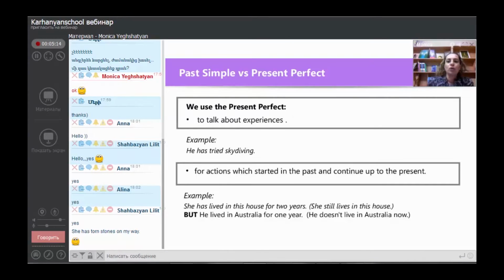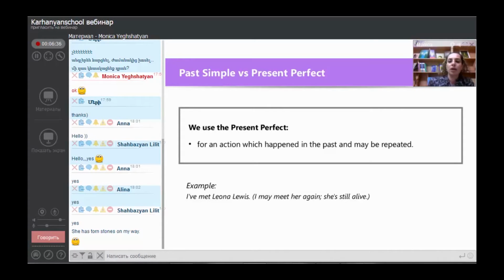We use present perfect to talk about experiences. For example, he has tried skydiving. Or for actions which started in the past and continued up to the present. She has lived in this house for 2 years. She still lives in this house. But he lived in Australia for 1 year. He doesn't live there. Okay, now let's go ahead.